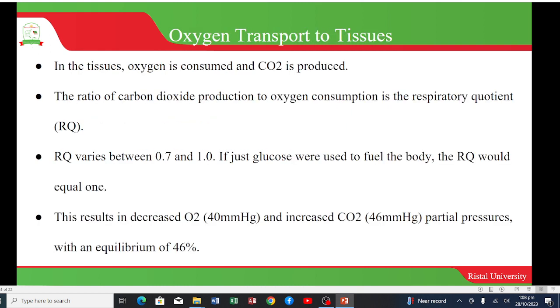Oxygen transportation to tissues. Within the tissues, oxygen is consumed and carbon dioxide is produced. The ratio of carbon dioxide production to oxygen consumption is referred to as the respiratory quotient, which varies between 0.7 to 1.0. If only glucose were used to fuel the body, the respiratory quotient would equal 1. And this results in decreased carbon dioxide, decreased oxygen, and increased carbon dioxide partial pressures with an equilibrium of 46%.